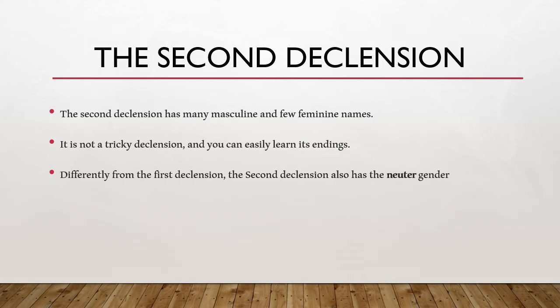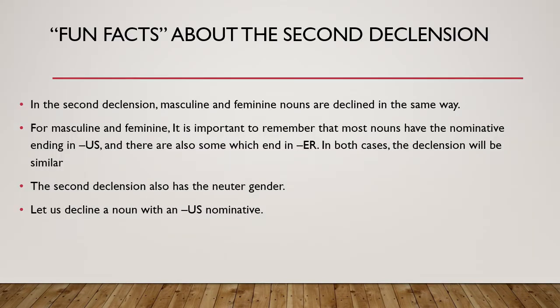However, there is a difference which has to be kept in mind, that is that differently from the first declension, the second declension also has the neuter gender, and so we basically have to learn a new set of endings. There are some fun facts, so to speak, about the second declension. For example, masculine and feminine are declined in the same way, just as in the first declension.